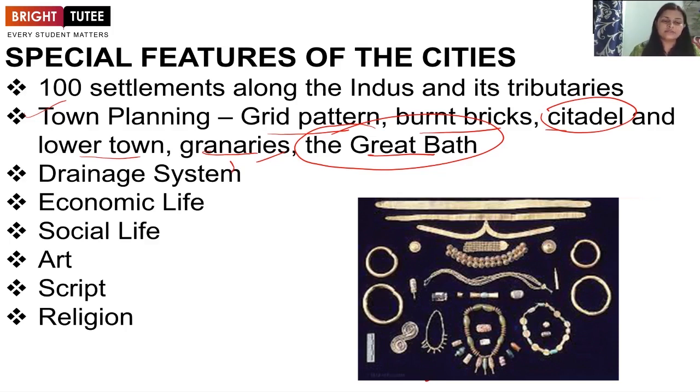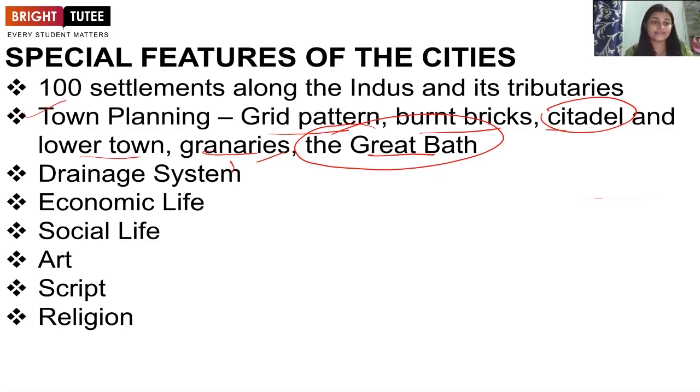And the children of Harappan civilization, they used toys. So toys in that sense, we saw the little clay carts, marble balls, and then we saw dice. So all these things were used for game purposes.